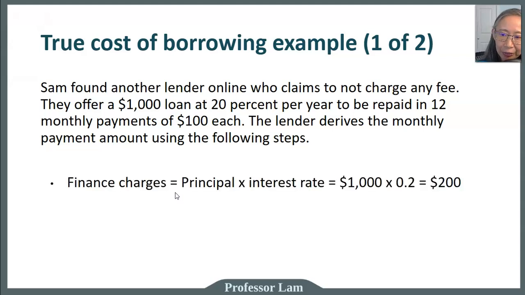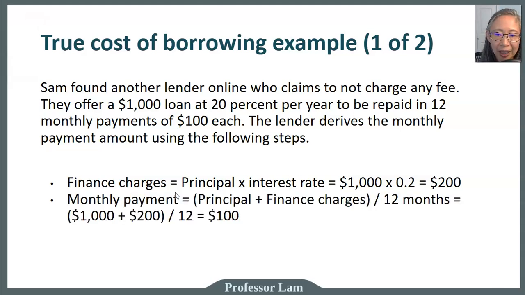So this is how they figure it out. They say the finance charge is 20%. So 20% times $1,000 is $200. So what they determine is you borrow $1,000, interest is $200, so that's $1,200 altogether. You have to pay it back over 1 year, so 12 payments, and $1,200 divided by 12 is $100 each month. That sounds reasonable, but what is the true cost of this loan?